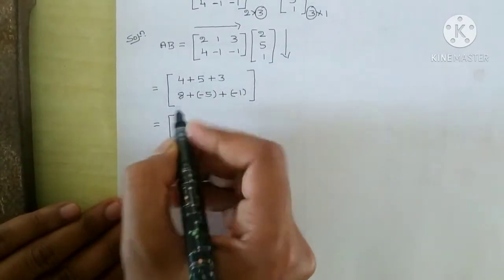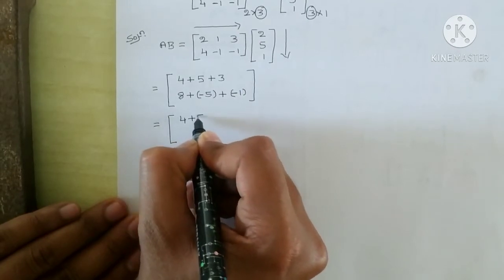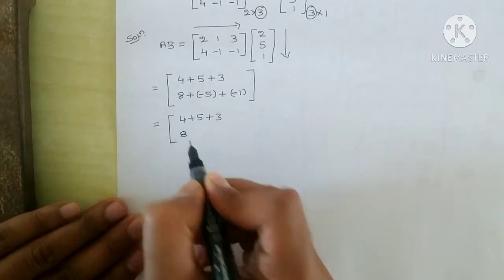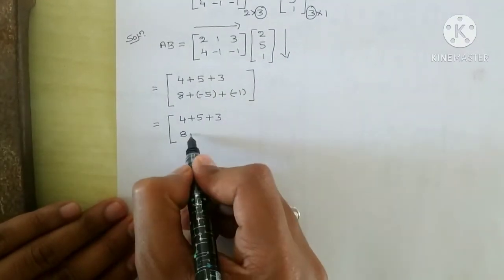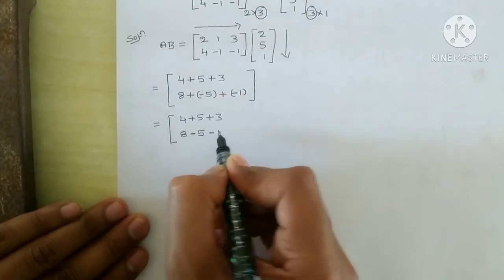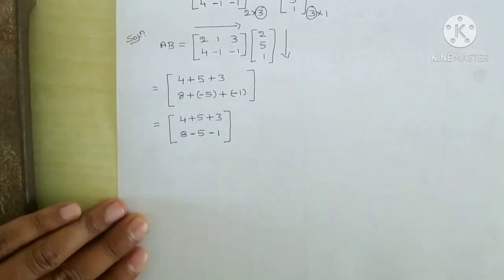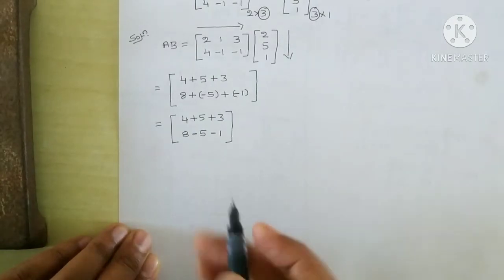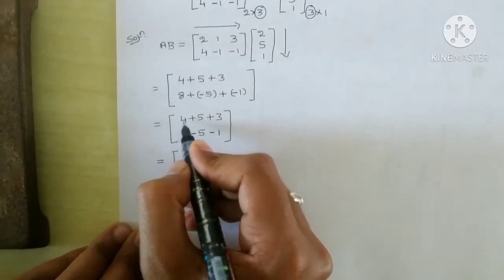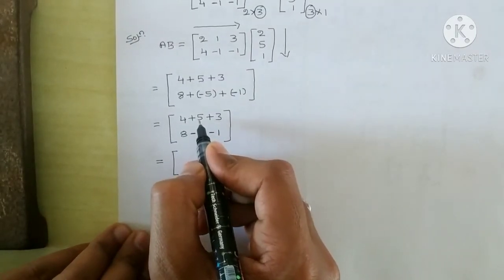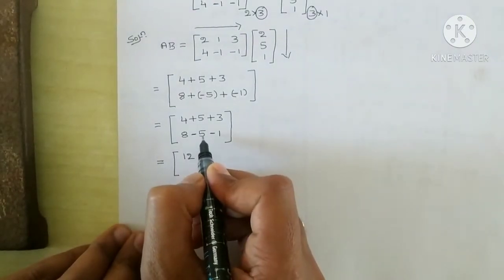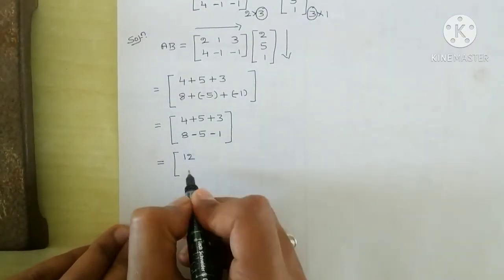So here all the values keep it as it is, 4 plus 5 plus 3. Next here multiply the sign first, 8. Plus into minus is minus 5, plus into minus is minus 1. So now add and subtract. Which is equals to 4 plus 5, 9, 9 plus 3, 12. 8 minus 5 is 3, 3 minus 1 is 2.